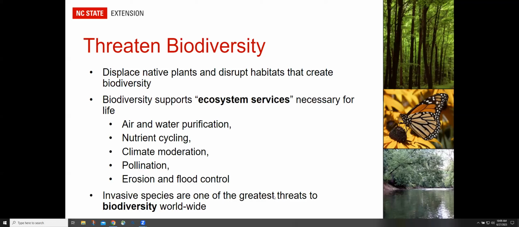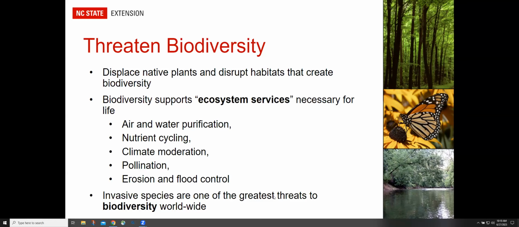And of course, one of the worst things with invasive species when they are really at their worst is they threaten biodiversity. When they can come in and grow faster and replace the plants that naturally would have occurred in an area, they disrupt those habitats that are needed. Biodiversity is just the variety of living things that are naturally occurring around us. And all of this biodiversity is really important to supporting life on Earth through providing what are called ecosystem services. And this includes air and water purification, nutrient cycling, things like climate moderation, and pollination is a really important one.